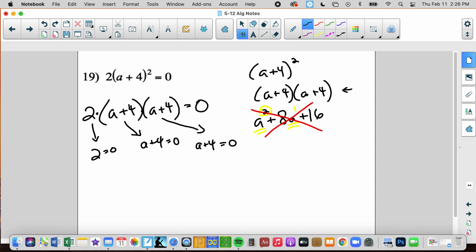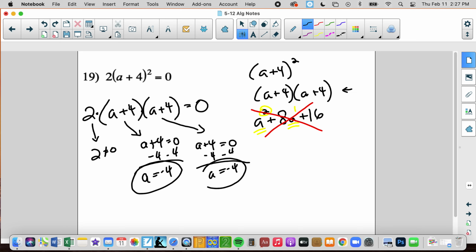So let's look at this first one. First of all, there's no variable. And can 2 equal 0? No. So that gets just thrown away. That's not a solution. Here's my variable. I'm going to minus 4, and I get a equals negative 4. That's one solution. Here's a variable. I'm going to isolate that variable, and that also equals negative 4.